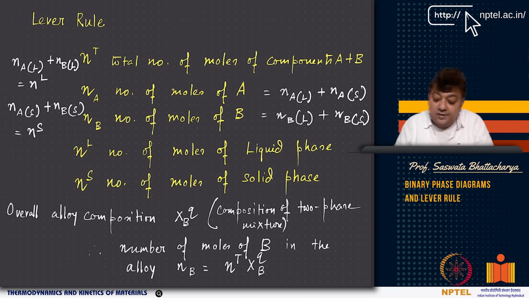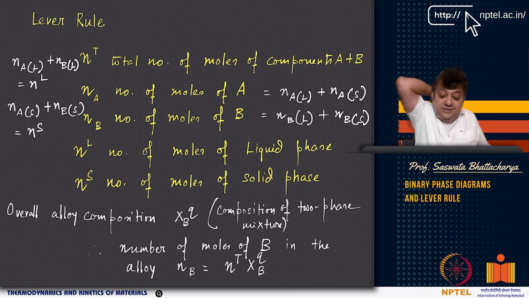So there is the number of moles of solid phase and the number of moles of liquid phase. Na is the number of moles of A that is distributed between the liquid phase and the solid phase. Nb is the number of moles of B that is distributed between the liquid phase and the solid phase. The overall alloy composition, as I told you, is XBQ. Now, basically it's a composition of a two-phase mixture.